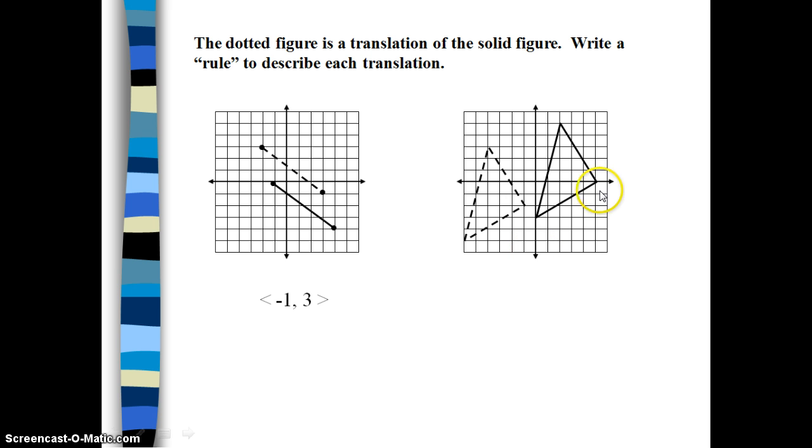The second one, you're going to need to go to the left 1, 2, 3, 4, 5, 6, and then down 2. So that would be negative 6, negative 2. It doesn't matter what 2 points you pick. I could pick this point too. It's still 1, 2, 3, 4, 5, 6, and down 2. And the same thing here. 1, 2, 3, 4, 5, 6, then down 2. You just have to make sure whatever point you pick that you're picking the corresponding point on the dotted graph.